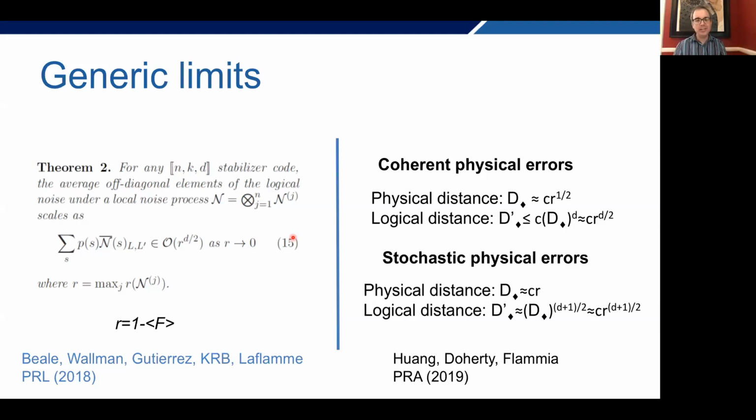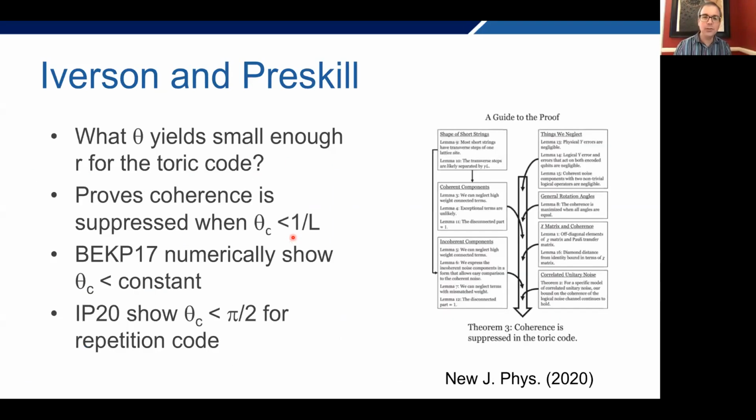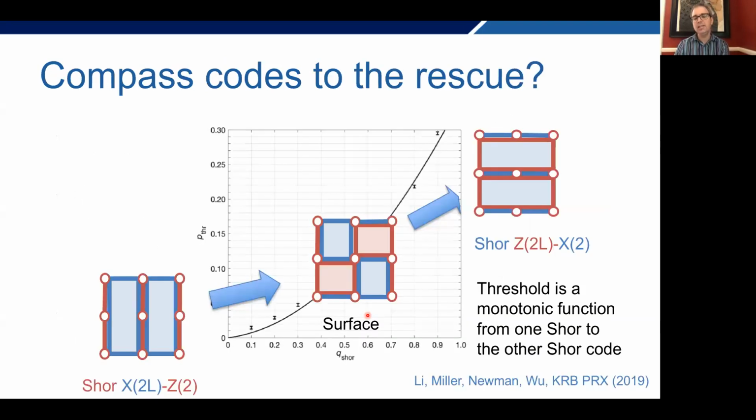But then when I looked again at these papers, of one of which I was an author, I saw that we indeed are below threshold, but we just say far below threshold. There's actually no bound, just that it has to be small. So this 1 over L bound is a real improvement. But if you look at the numerics from the Bravi paper, it looks like it should be constant. And we know for the repetition code that it's basically pi/2. So what's interesting is maybe we can use compass codes to try to solve this problem.